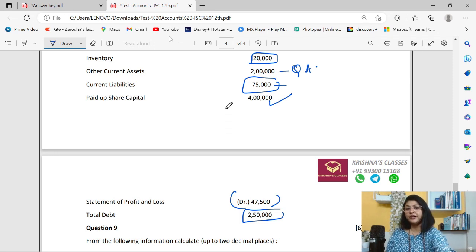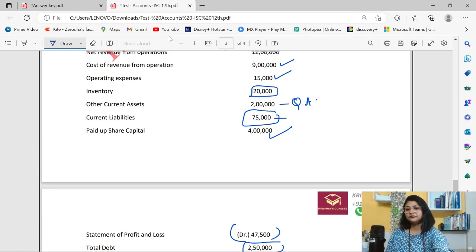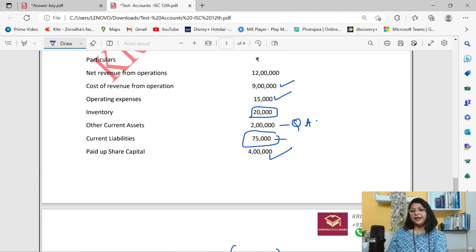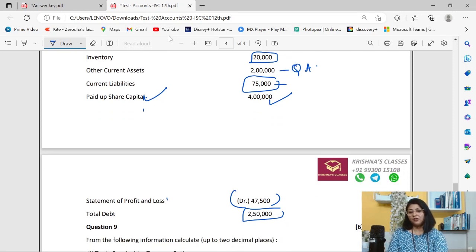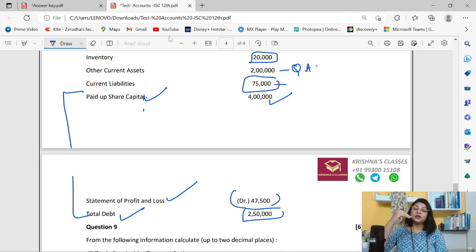We had been given paid up share capital, and over here other information was this one. We had been given a statement of profit and loss, and we had been given total debt. Means if I talk about all these 3 items, this is the total of your upper panel of balance sheet: your shareholders fund, which is paid up share capital plus a statement of profit and loss balance, and total debt.